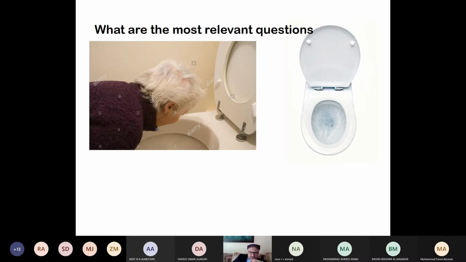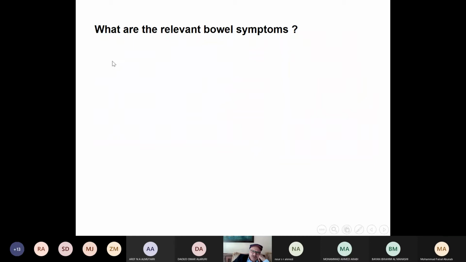Having these 4 symptoms on board, the next step is what are the relevant bowel symptoms? Bowel symptoms. Of course, once you have obstruction in mind, we are concentrating on the bowel because it is bowel obstruction.